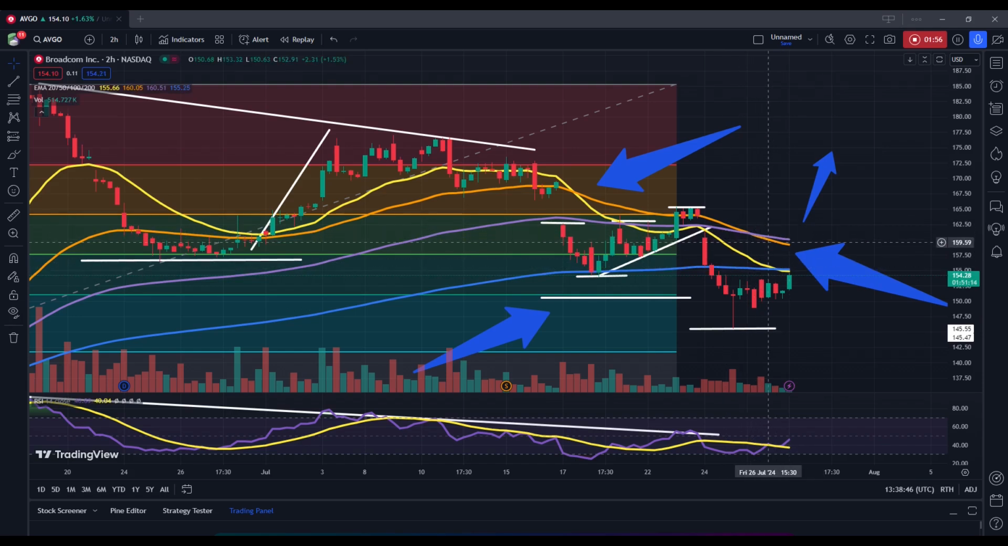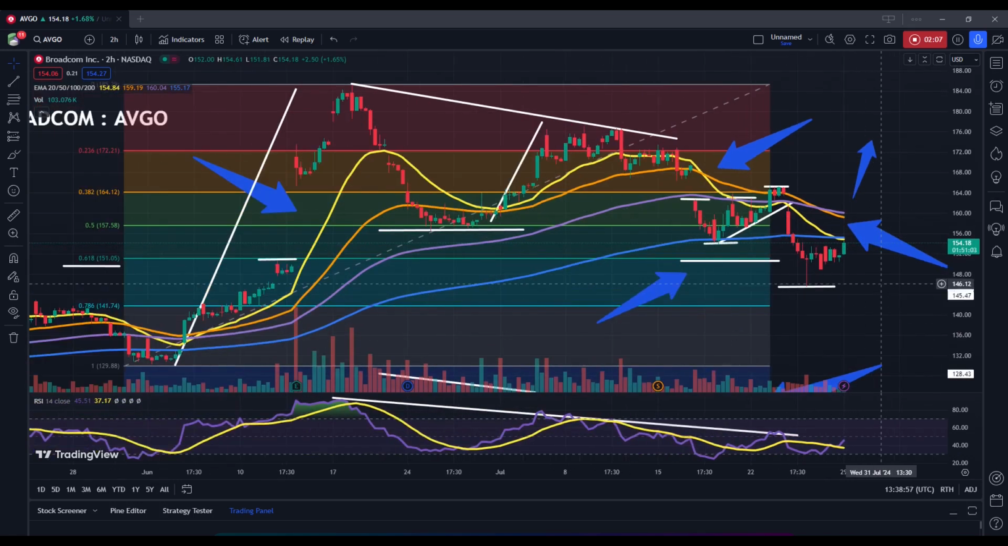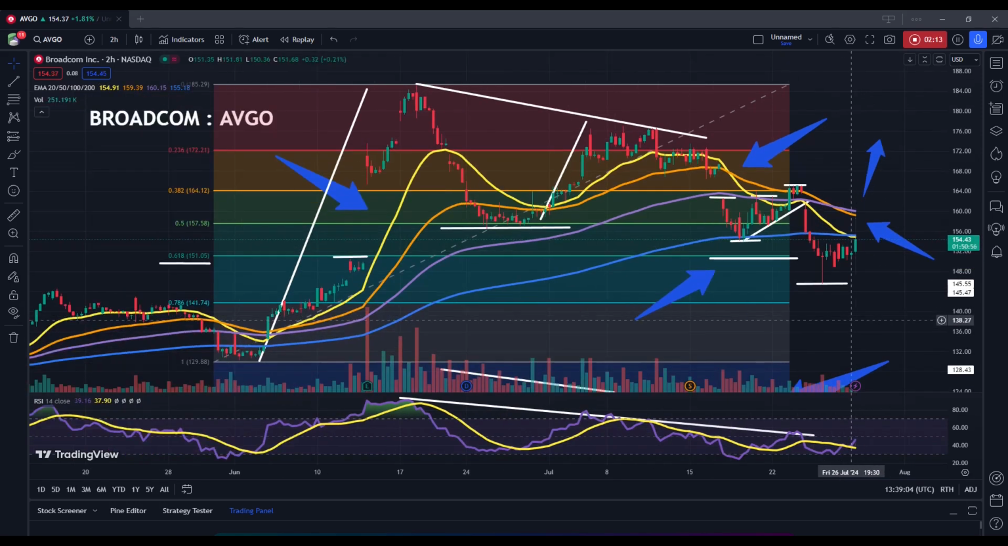The orange line is also crossing below the purple line. This means that the 50 period EMA is also crossing below the 100 period EMA. These are both negative events here. So if we were able to see some movement higher in share prices, that could start to reverse this trend. Currently, as I said, support on the downside comes in at 145.50.